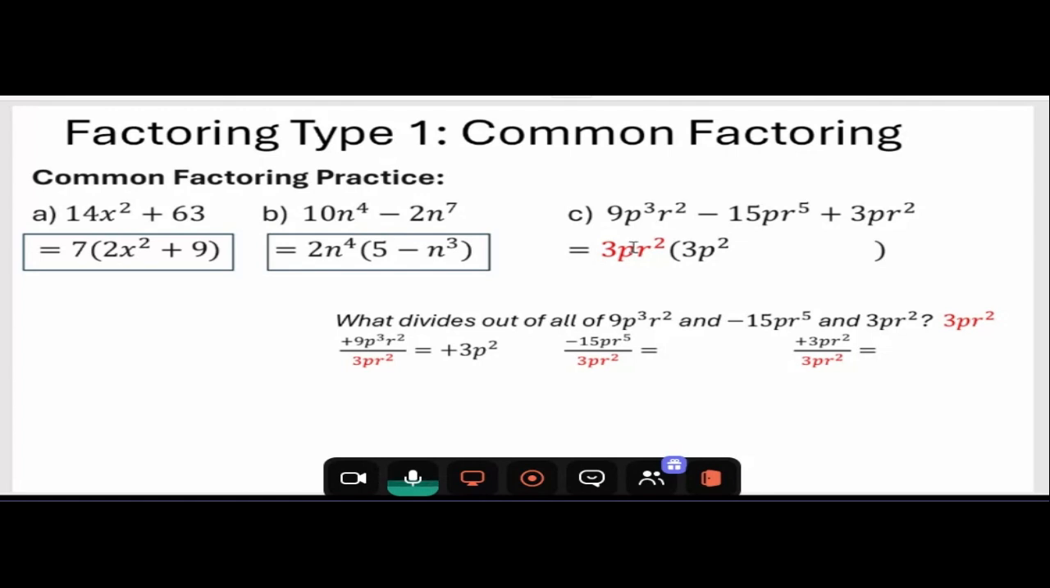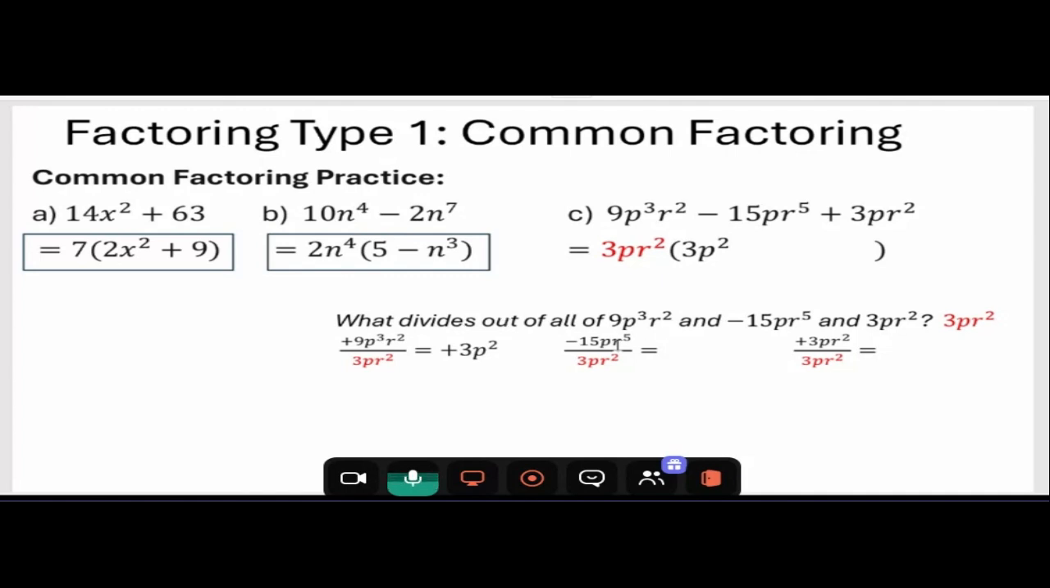Often people will look at the variables like this. They'll say, I pulled a p out from p cubed. That means there's p squared left. I pulled an r squared out. Well, I pulled all the r's out, so there's no r's there.